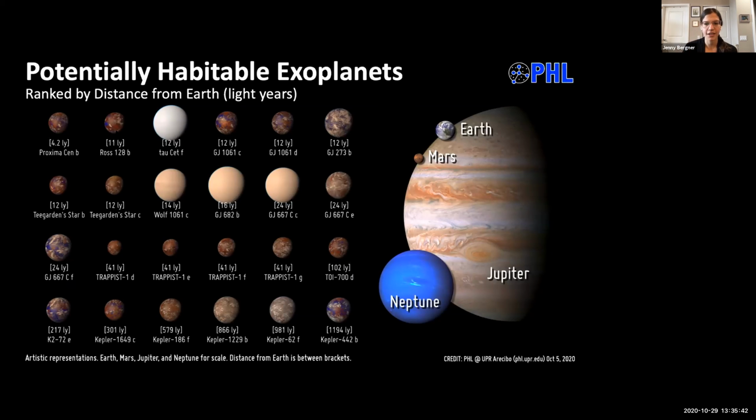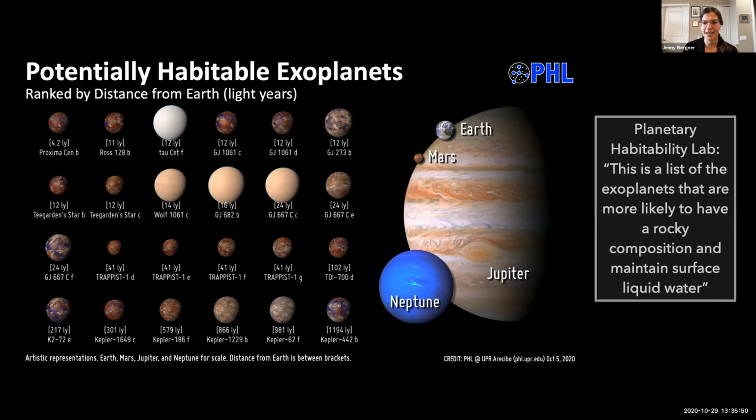But we're still in the very early days of characterizing the physical and chemical properties of other planets. In this ranking, habitability is just defined as planets that are likely to be rocky and to maintain surface liquid water. But as many of us in the audience know, having a rocky surface and water isn't fully sufficient for sparking life. There's a lot more that goes into it.